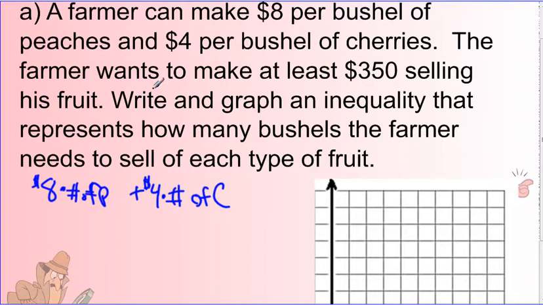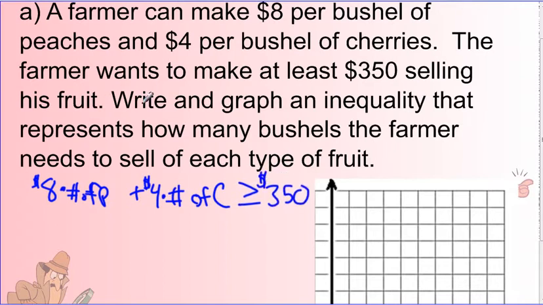The farmer wants to make at least $350. So at least $350 is that much or more. If you have to be at least 3 feet to ride the roller coaster, you can't be less than that. You have to be that much or bigger. So he wants this stuff, the amount he makes, to be bigger than or equal to 350.